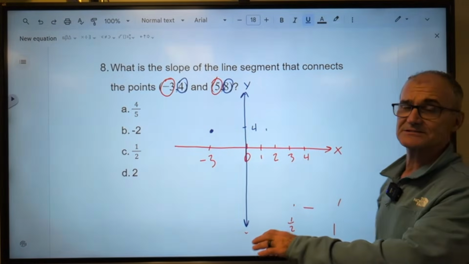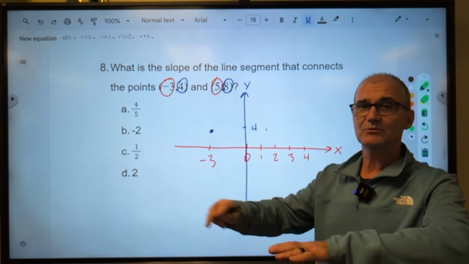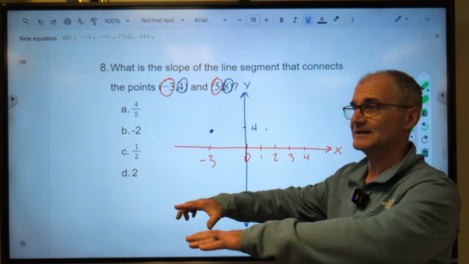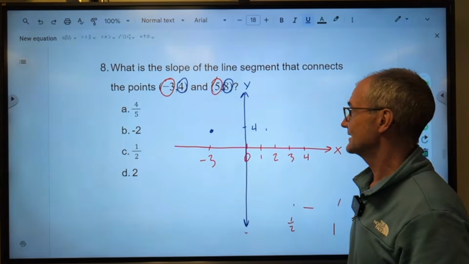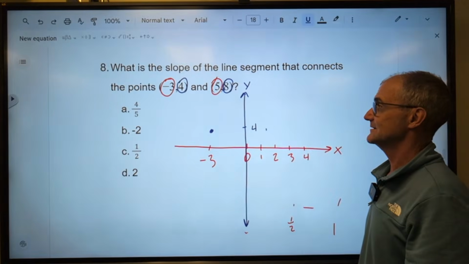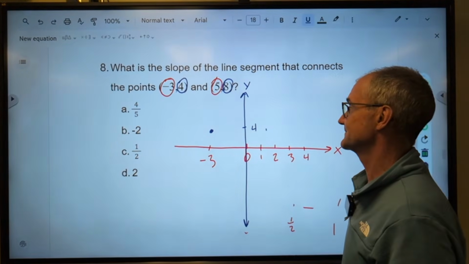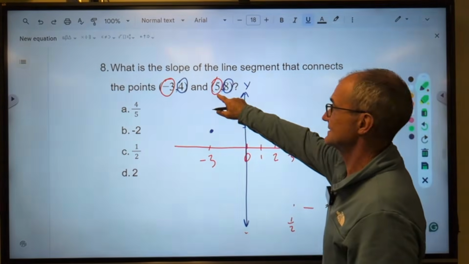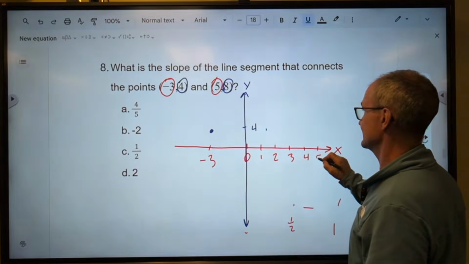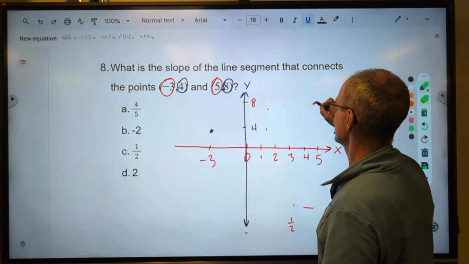You can see why this is so important for the military, right? Everything you're doing is where you are on Earth, where your tank is in the field, where the plane is, where the boat is in the ocean. Understanding where you are in space is all done with these coordinates. Then my second point right here, 5, 8, is I go over 5 in x, and then up to 8 here, and there's my second ordered pair.